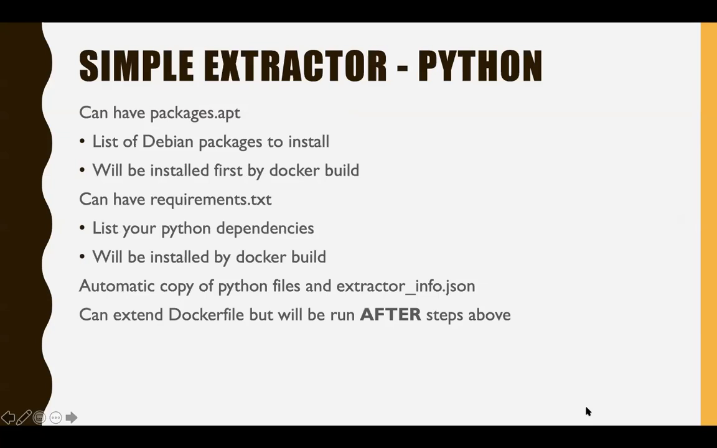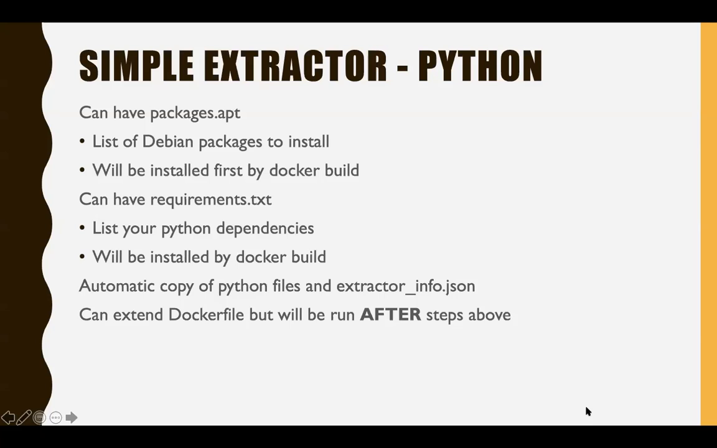So a simple extractor in Python to help you, because some of the code that you write might require additional packages, Debian packages to be installed. So you can have a packages.apt. This is a list of packages that will be installed. These are installed first by Docker. Next, your Python code might have requirements. So if you have requirements.txt, you list all your Python dependencies in there, and they will also automatically be installed. And then next, it will copy all the Python files and extractor info that you have into a folder.